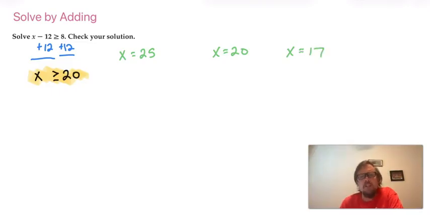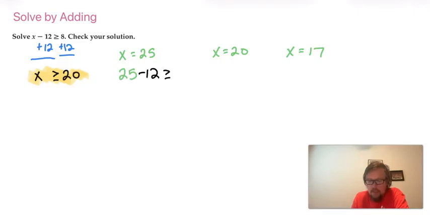Since our solution was x is greater than or equal to 20, numbers that are bigger than 20 and numbers that are exactly 20 should work. So these first two numbers we're checking should work, and the last one, the number that is below 20, should not work. What I mean by should work or should not work is that if I replace the x with 25, so I do 25 minus 12 is greater than or equal to 8, I should get a true statement.